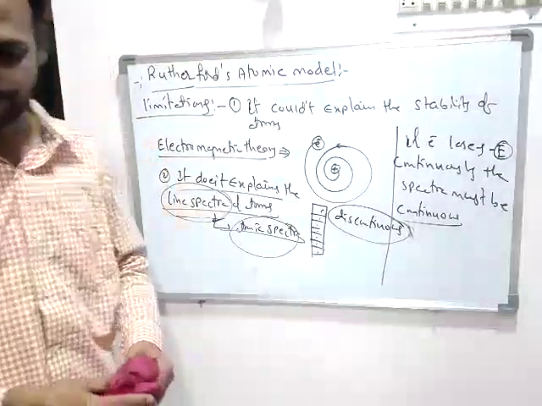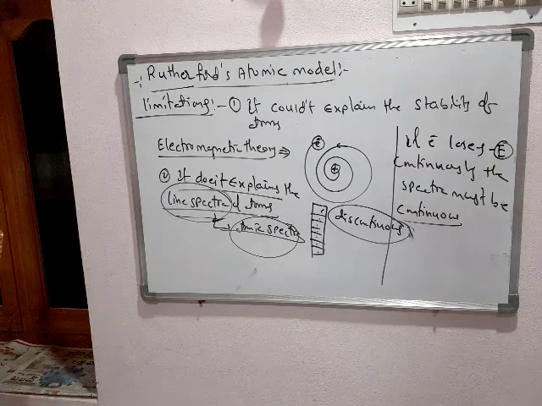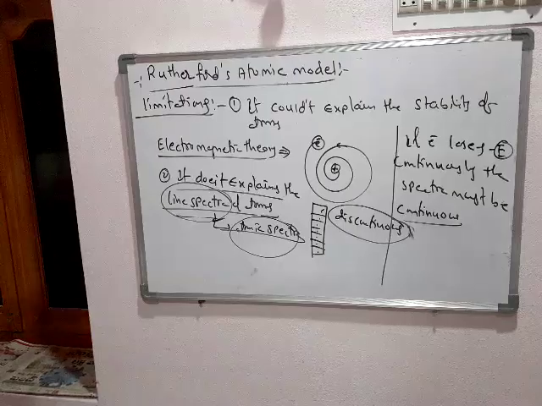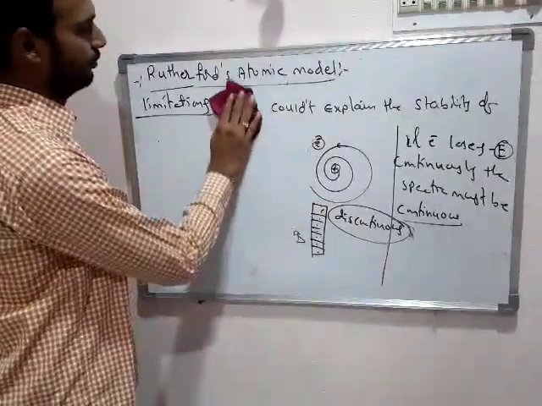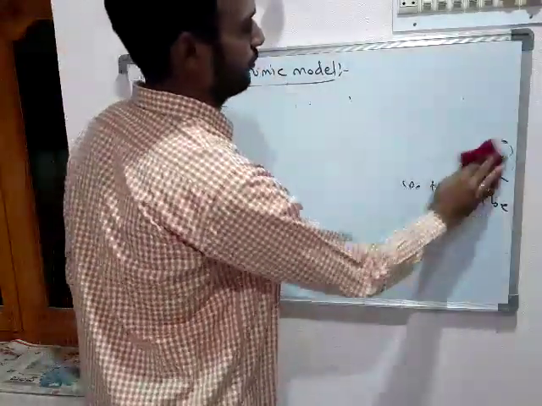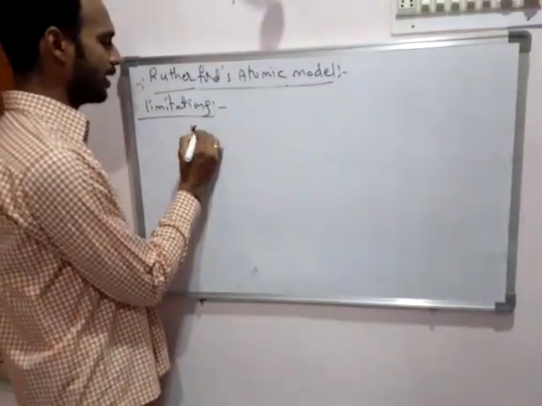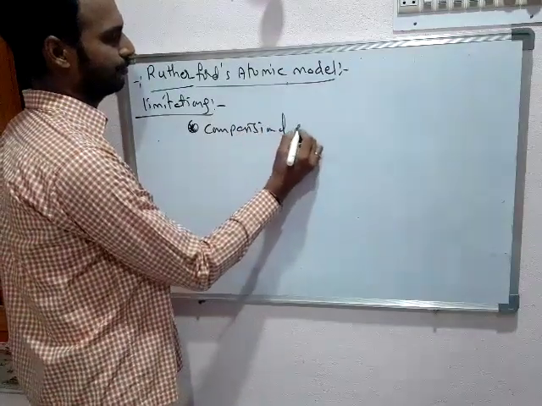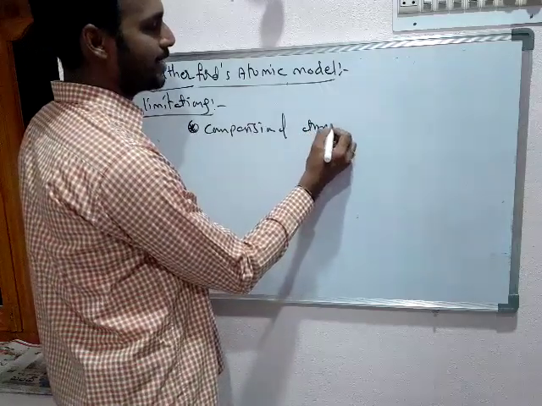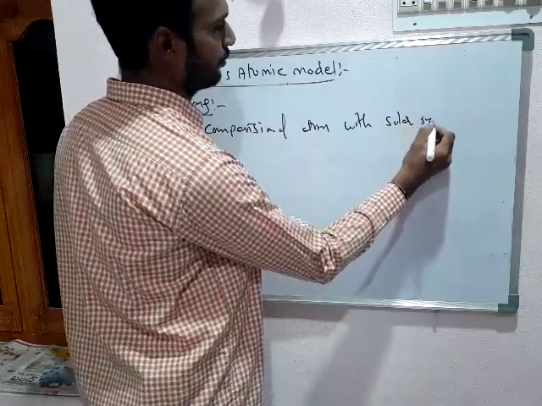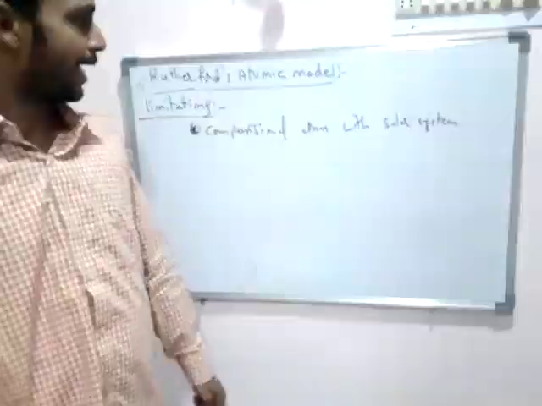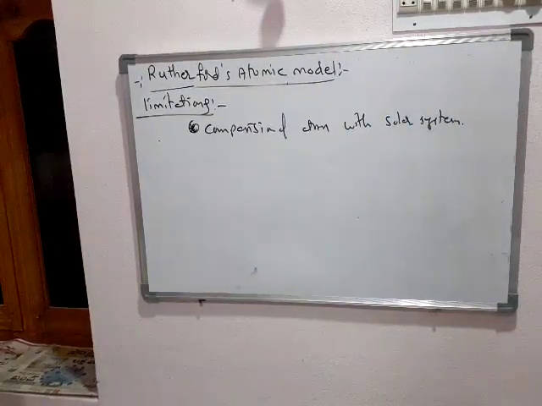Okay. Next. The next drawback is the comparison of the atom with the solar system. It also becomes a drawback in his atomic model. So these are the main drawbacks in the Rutherford atomic model.